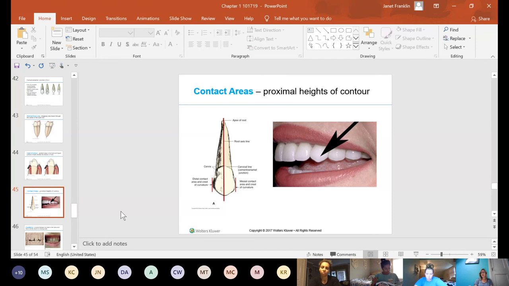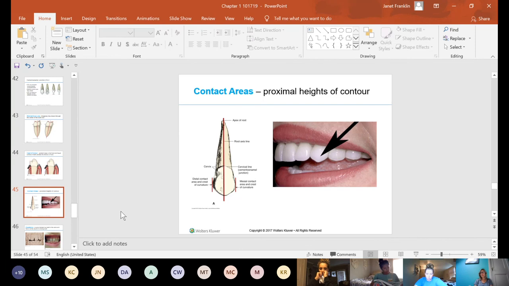Contact areas are where teeth contact each other. So if you look at your teeth, they all contact each other, or they should. If they don't, you'll get food stuck between them. They contact each other in different places, and so we'll learn where those contacts are supposed to be. If they don't contact, food will get wedged between them.